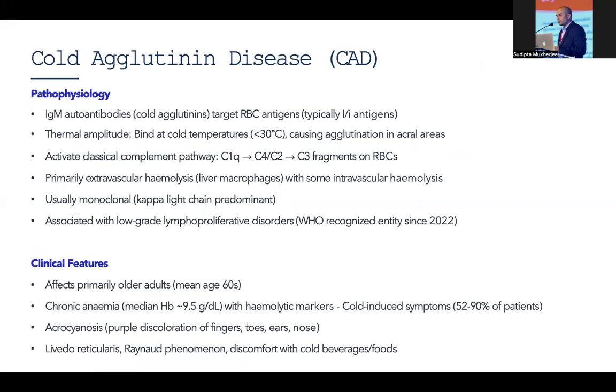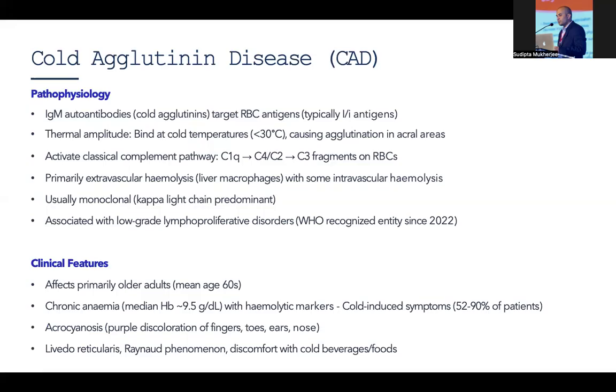Here, there is an IgM autoantibody, or cold agglutinin, that targets RBC antigens, typically the I antigen. The thermal amplitude shows binding at a colder temperature, less than 30, causing agglutination in the acral areas. It can activate the classical complement pathway, that is C1q, followed by C4 and C2 and C3 fragment on RBC. Primarily, it's an extravascular hemolysis by the liver macrophage, with some intravascular hemolysis.